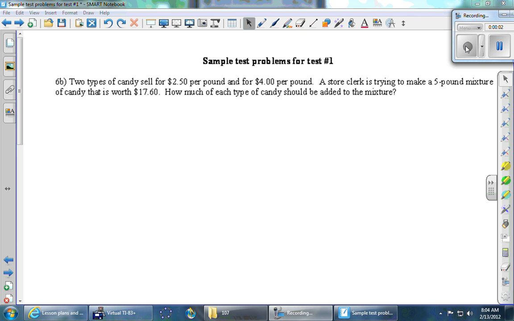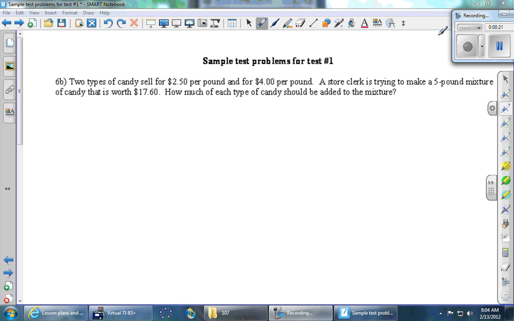This is problem 6b on the sample test problems for test number 1. Two types of candy sell for $2.50 per pound and for $4 per pound. The store clerk is trying to make a 5-pound mixture of candy that is worth $17.60. How much of each type of candy should be added to the mixture?